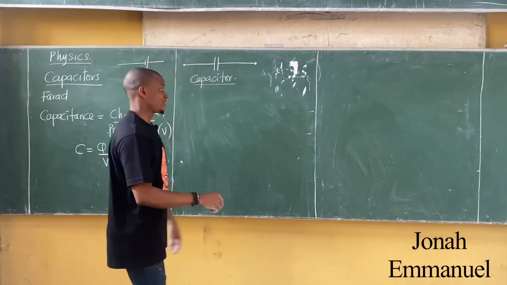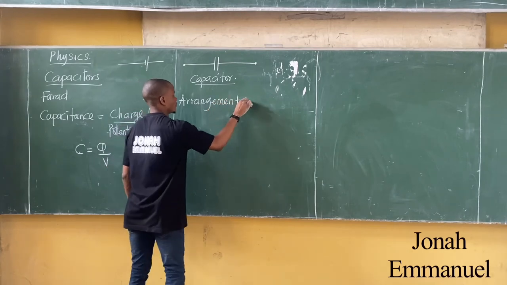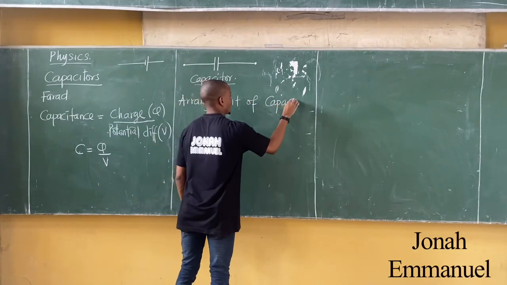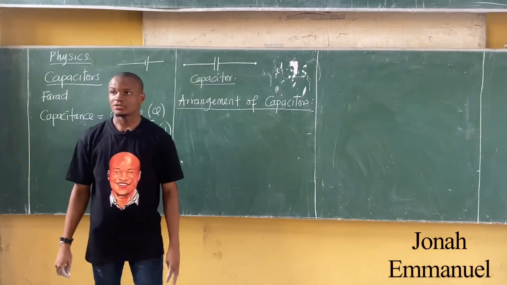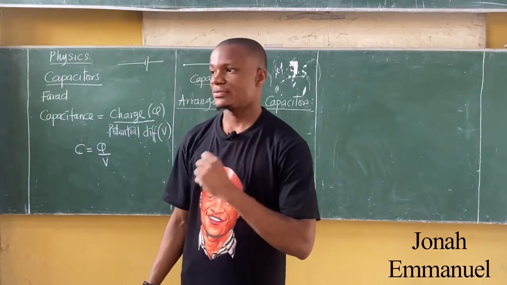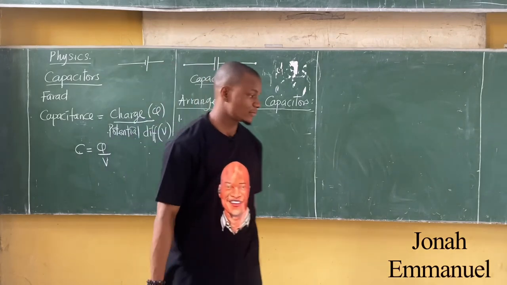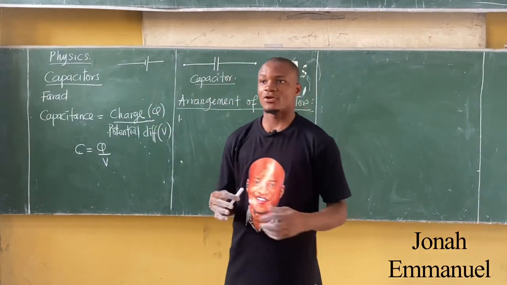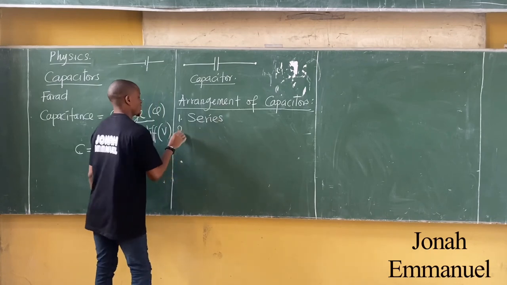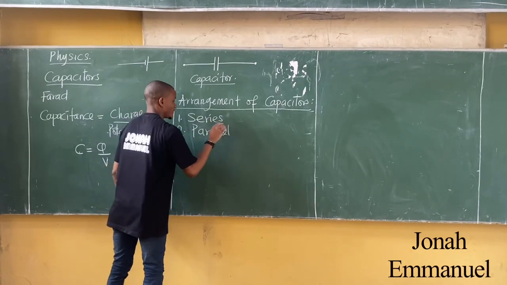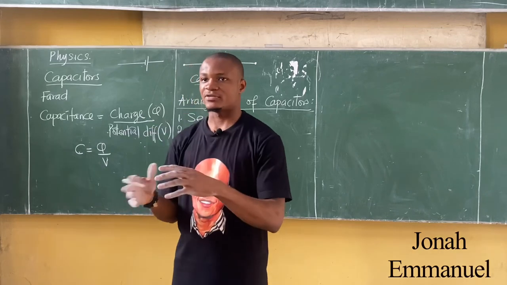Alright, so I think this is it. Let's now look at the arrangements of capacitors. How capacitors are arranged. Capacitors are arranged in two ways. Just like the first one, series arrangement and of course parallel arrangement. Just like for resistors, same with capacitors.